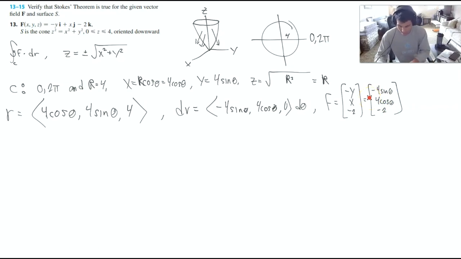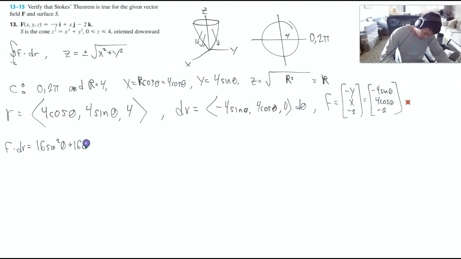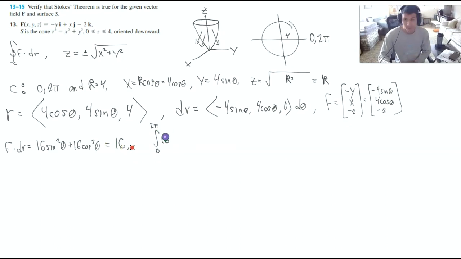Okay, so if I go f dot dR, I'm going to get this dotted with this. So negative 4 sine theta times negative 4 sine theta is 16 sine squared theta. 4 cosine theta times 4 cosine theta is 16 cosine squared theta. And then 0 times negative 2 is just 0. So this is 16. Okay, so our integral is from 0 to 2 pi of 16.